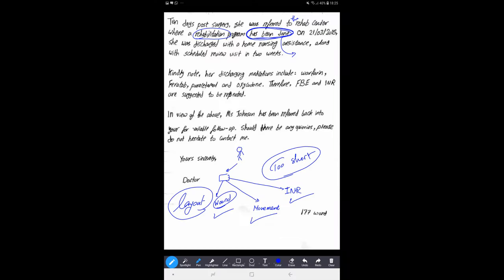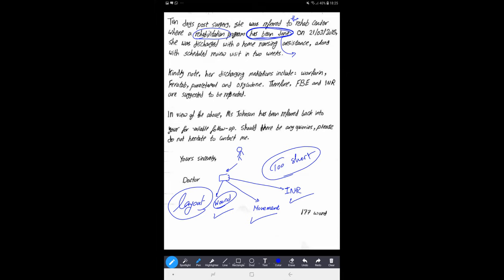For example, kindly note her discharging medication. I don't know why you said discharging. It's not grammatically incorrect, but I'm still confused about it. Her discharging medications include warfarin, ferritin, paracetamol, and oxycodone. I think some people were saying something like put a comma before "and", and it's not necessary because there are not a lot of words before it.